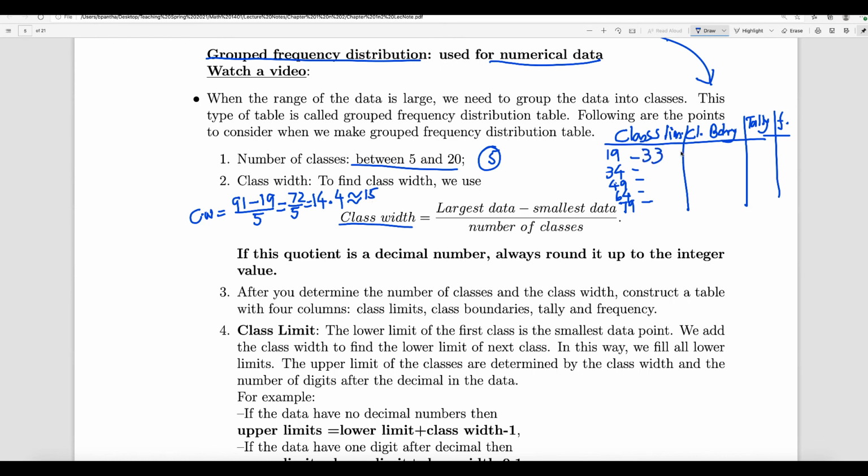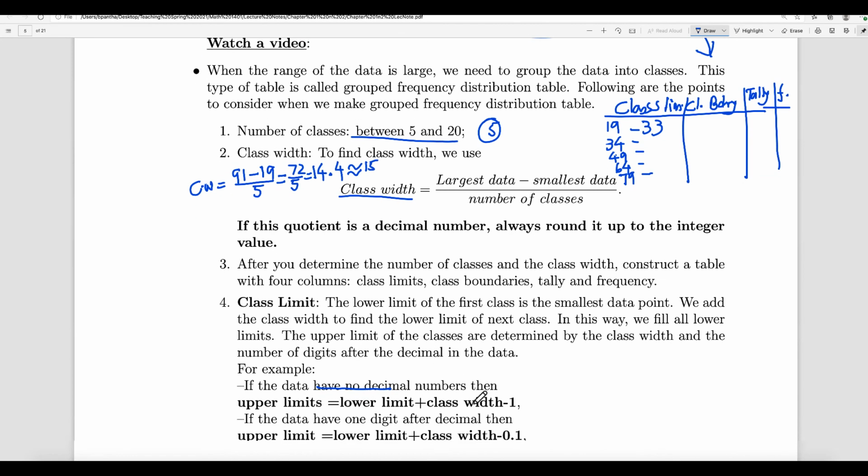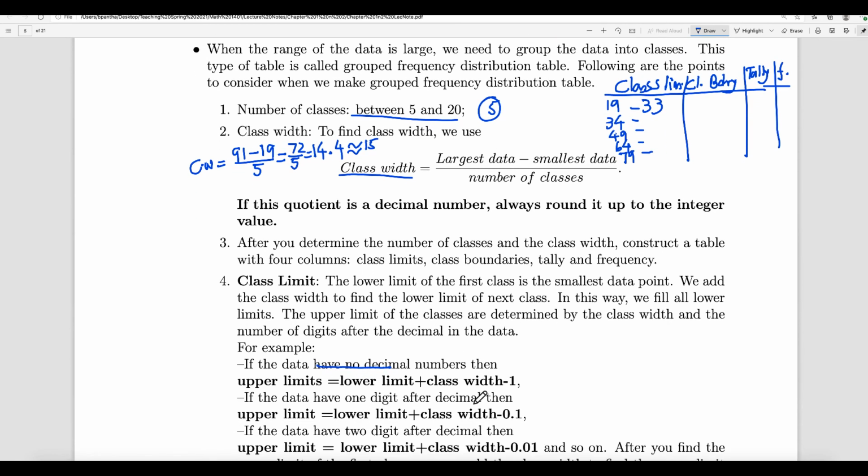Look at this. Again, if the data have no decimal numbers. If the data have decimal numbers, then in that case, you will have to do minus. If there is one decimal, then do minus 0.1. If there are two decimals, then do minus 0.01, and so on.